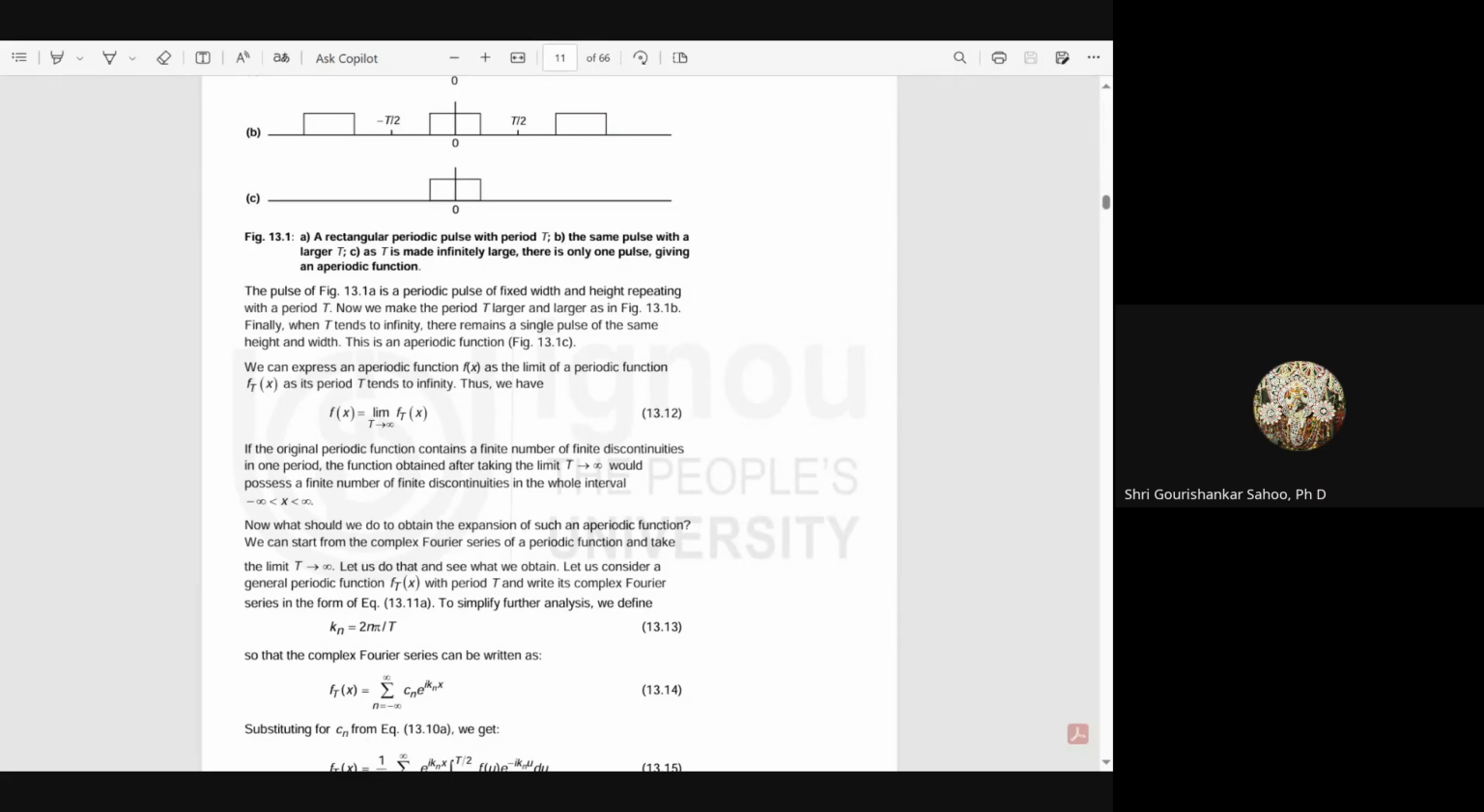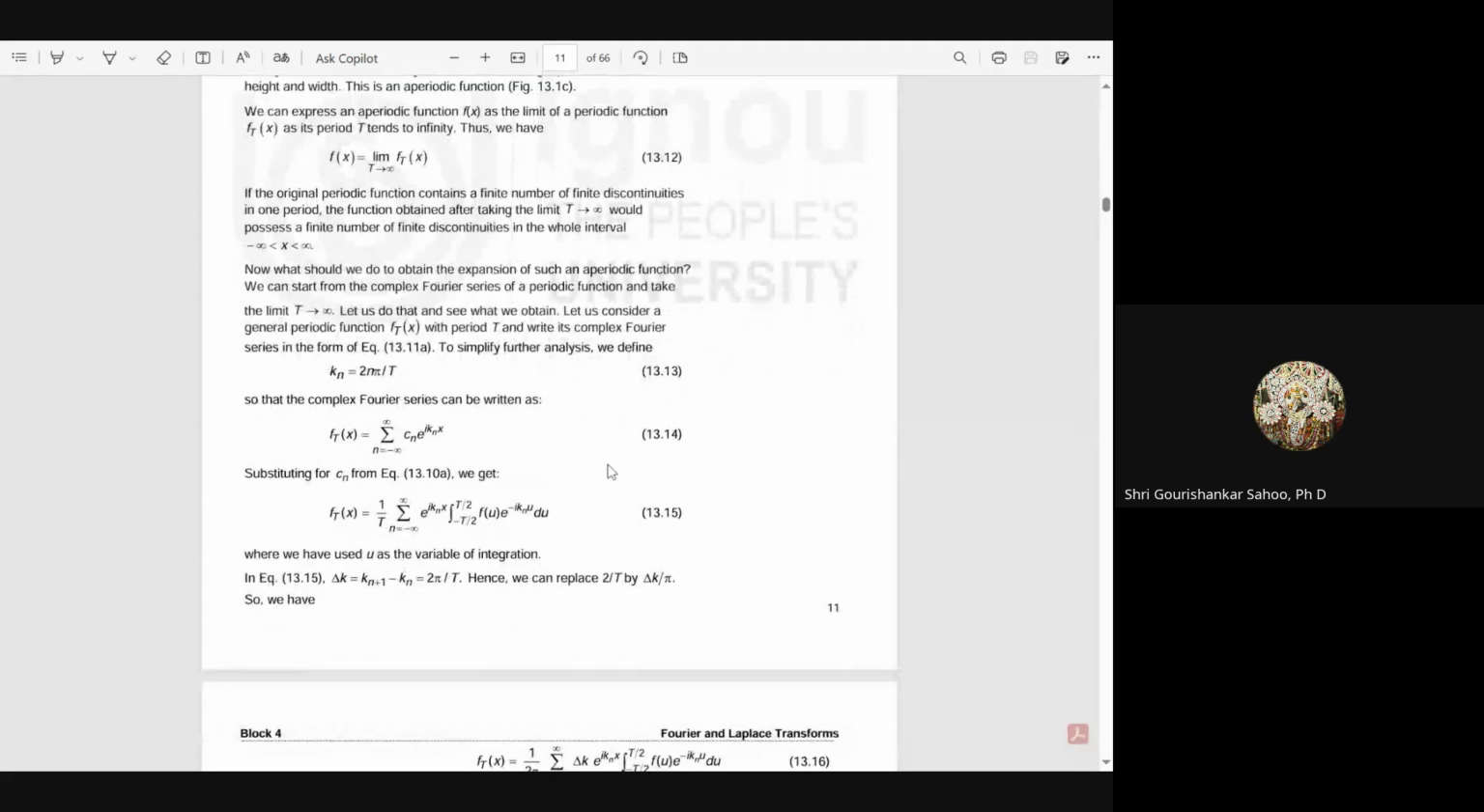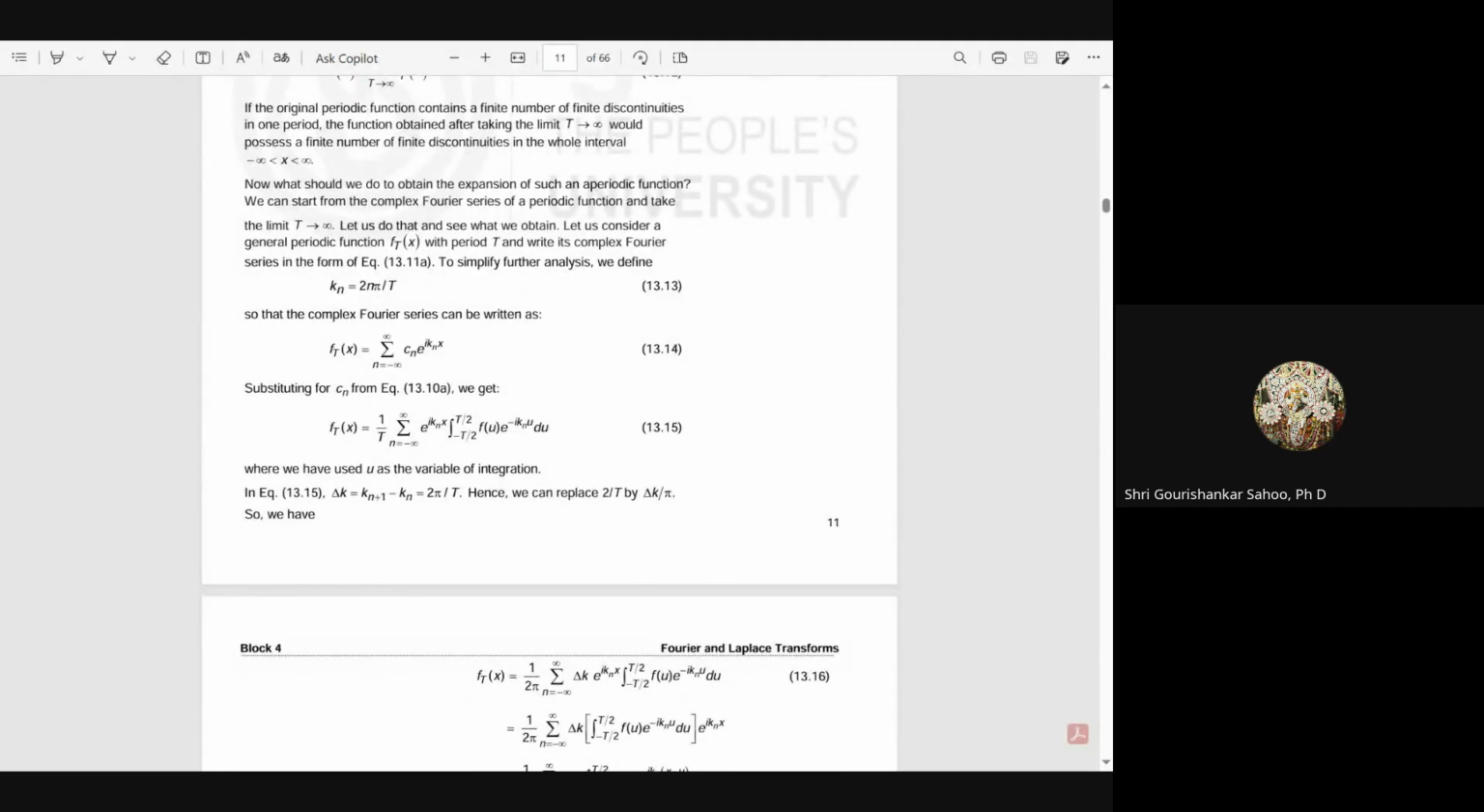Okay. So what should we do? We have to expand such an aperiodic function. We can start from the complex Fourier series of a periodic function where we take the limit T tends to infinity. So for a general periodic function f_T with period T, you can write its complex Fourier series. So k_n is equal to 2nπ divided by capital T, and the complex Fourier series can be written as f_T(x) is equal to summation n equal to minus infinity to infinity c_n e to the power i k_n x.